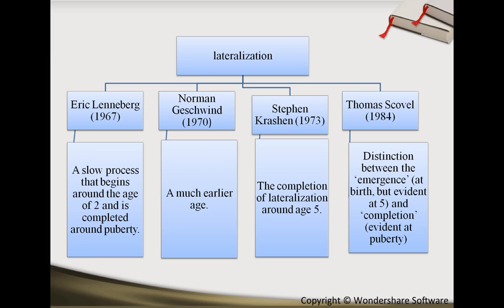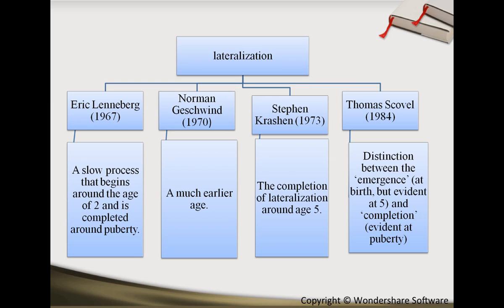Eric Lenneberg, 1967, said that lateralization is a slow process that begins around the age of 2 and is completed around puberty. And Norman Geschwind, 1970, suggests a much earlier age than the first figure. Then Stephen Krashen comes also in 1973. He said that the completion of lateralization takes place around the age of 5.